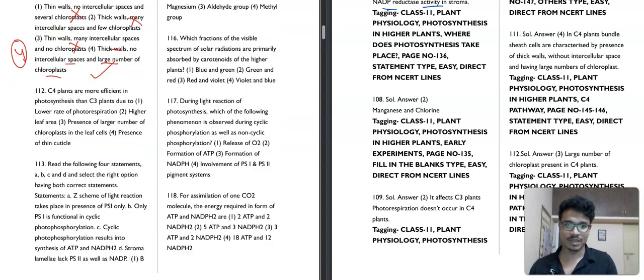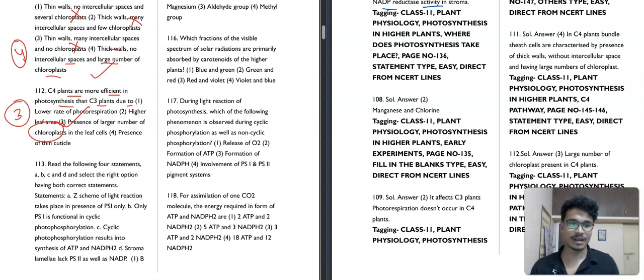Okay. Now moving to the next question, question number 112. C4 plants are more efficient in photosynthesis than C3 plants due to: lower rate of photorespiration, higher leaf area, presence of large number of chloroplasts in the leaf cells, and presence of thin cuticles. Don't think that the first option will be the correct answer. It is saying the lower rate of photorespiration, but C4 doesn't have photorespiration. No amount of photorespiration is taking place. So the correct answer will be the larger number of chloroplasts. If the chloroplast number is high, then obviously photosynthesis will also be more efficient. So the third option will be your correct answer for this question.